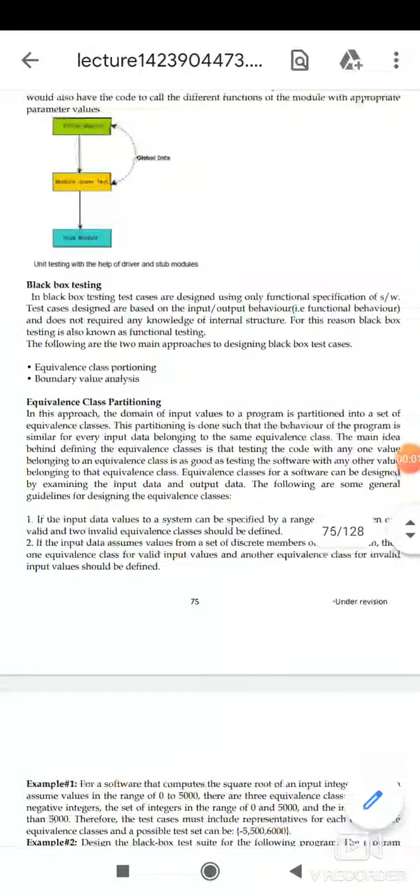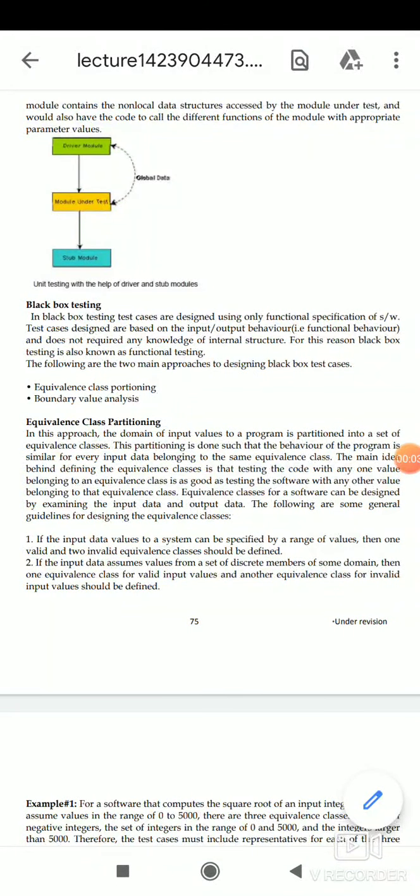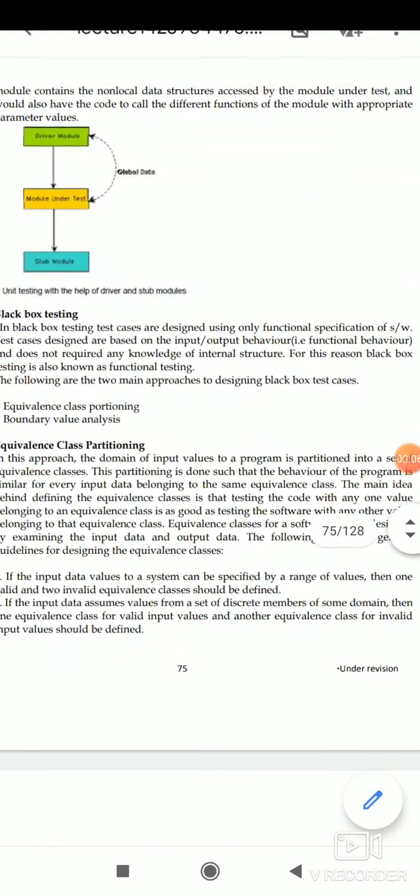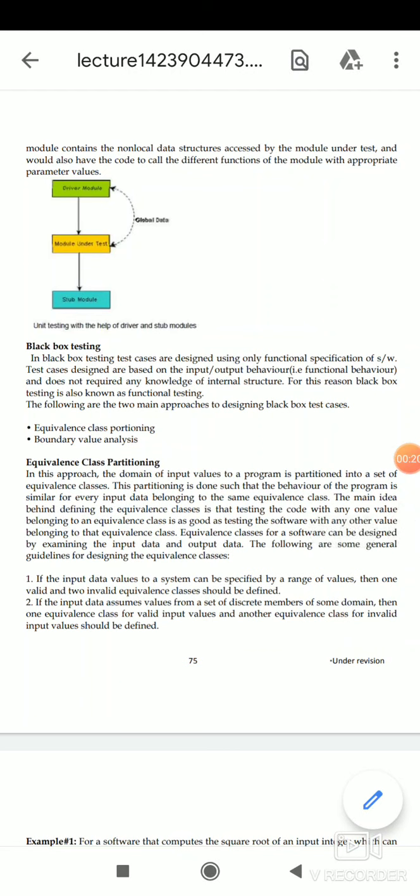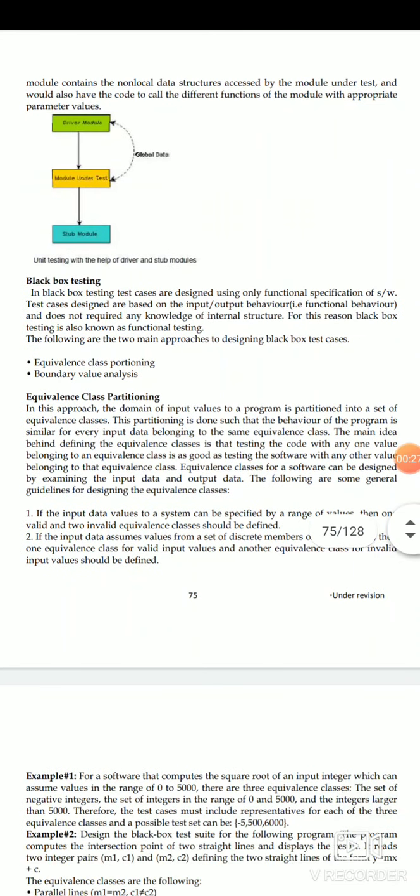Next, we'll be taking up white box and black box testing. As we discussed in the last lecture, what is black box testing? The test cases are designed using only the functional specifications of the software. These are based upon the input-output behavior, that is the functional behavior, but do not require the knowledge of any internal code. For this reason, black box testing is also known as functional testing.